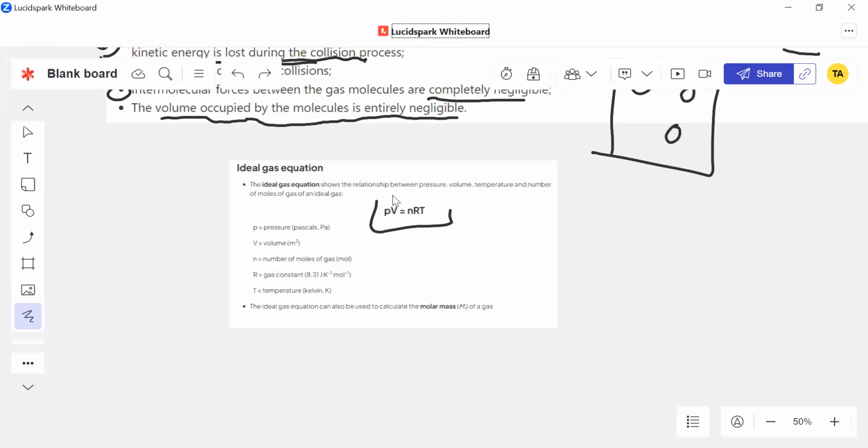Now this formula, you will find this in physics as well. So an ideal gas equation shows the relationship between pressure, volume, temperature, and number of molecules of a gas. And this is called PV equals nRT, where P is pressure, which you'll use in pascals. V is the volume in meter cubed.